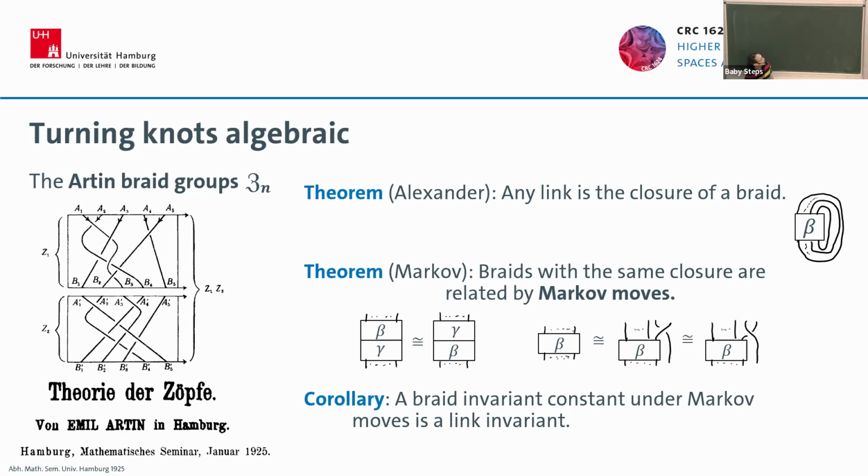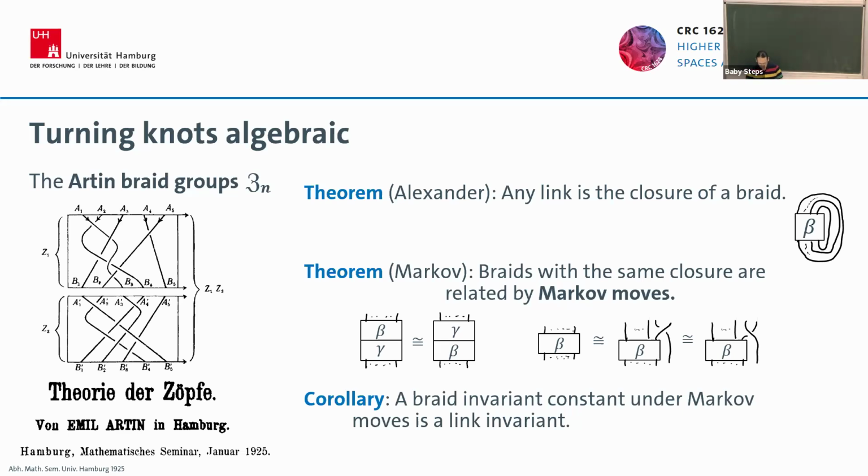Now, as a corollary of these two theorems, we can obtain the following. If we get a braid invariant, so a function out of all the braid groups to some set, which happens to be constant under changing the braid by one of these moves, or by all of these moves, I should say, then this gives us a link invariant. Okay. Make sense? I see nodding.